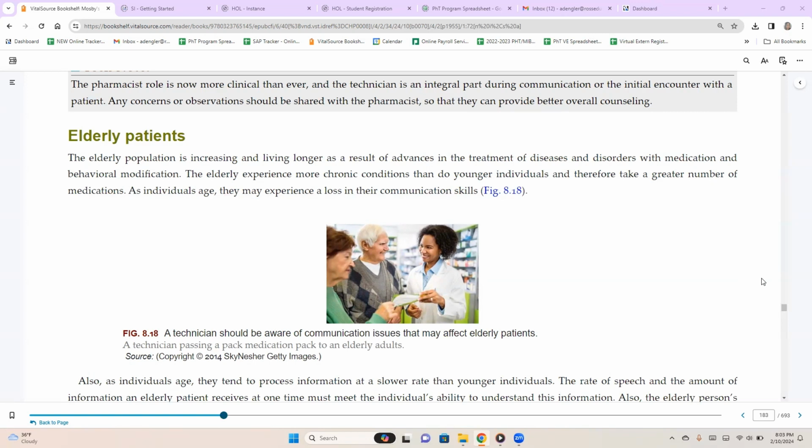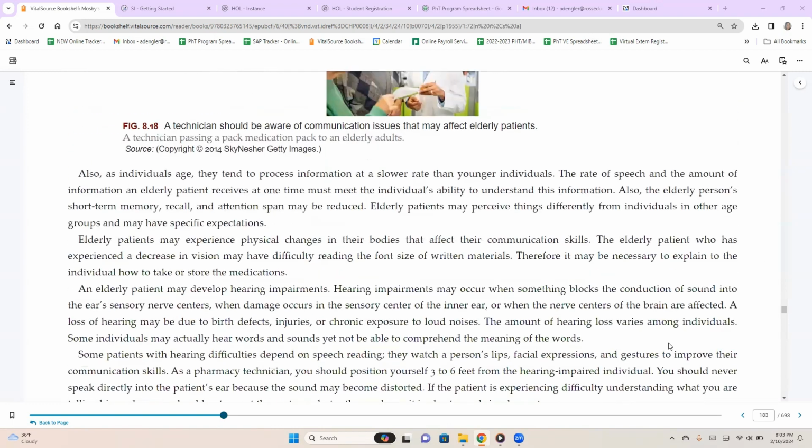As individuals age, they may experience a loss in their communication skills. Also, as individuals age, they tend to process information at a slower rate than younger individuals. The rate of speech and the amount of information an elderly person receives at one time must meet the individual's ability to understand the information. Also, the elderly person's short-term memory, recall, and attention span may be reduced.